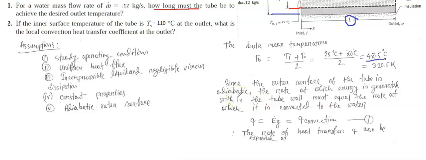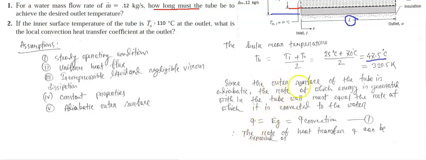So that means the rate which is generated within the tube wall. Like we have this pipe, we have the inner surface, outer surface. So the rate at which the energy is generated at the tube wall must be equal to the rate at which it is convected to the water. So that's actually the important thing here.